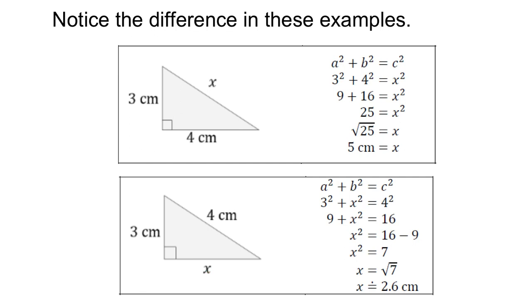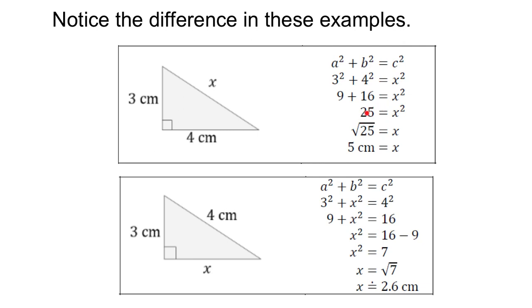3 and x are the other two sides, so they replace a and b. So the very next line in the solution is different for these two examples. And we work it out. We square 3 to get 9. 4 squared is 16. Add 9 plus 16, we get 25. 25 equals x squared. So to figure out what x is, we have to do the square root of 25.